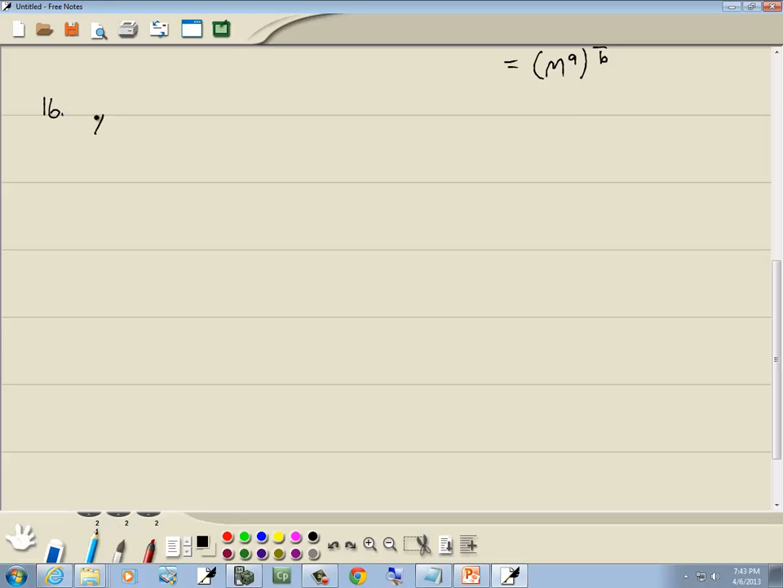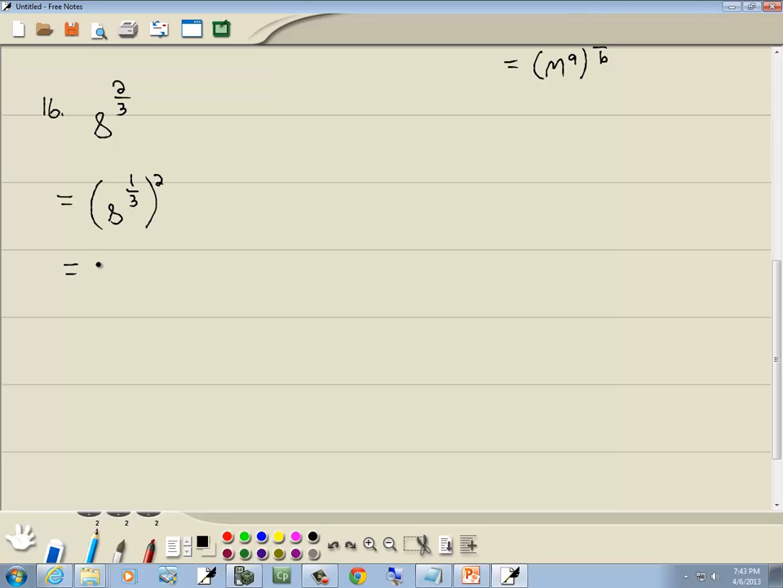Got 8 to the 2/3 power. We got a number to a fractional power where the numerator is greater than 1. Our first step is to, again, take the number in the numerator of the exponent and put it on the outside of a set of parentheses. So this becomes 8 to the 1/3 raised to the 2nd power.